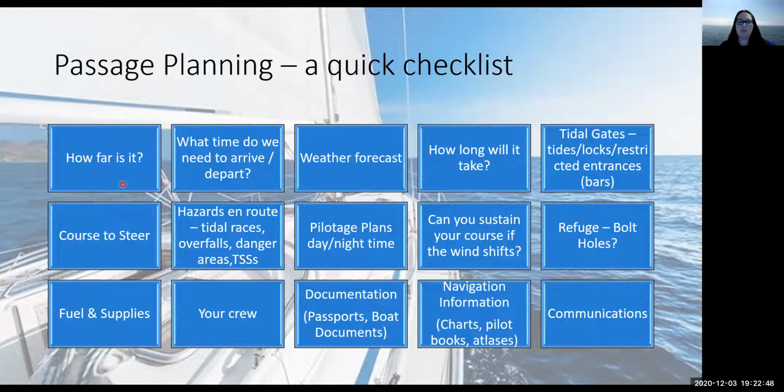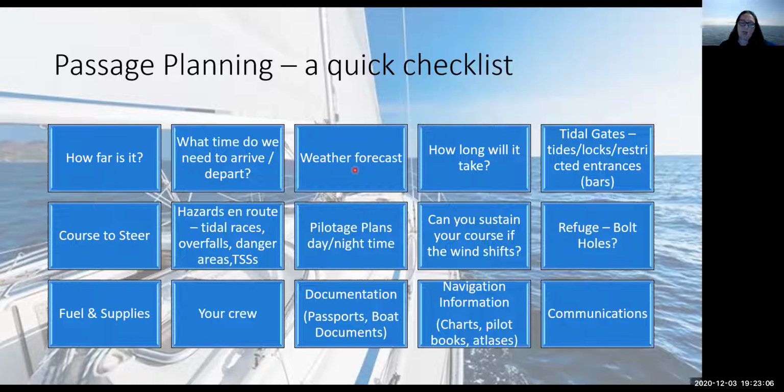What time do I need to arrive and depart? So am I meeting a tidal gate to get in and out of somewhere? Do I want to arrive at a particular time and therefore I have to work backwards? What sort of weather am I going to expect? So what is the weather going to do to me today on this trip or tomorrow on this trip?